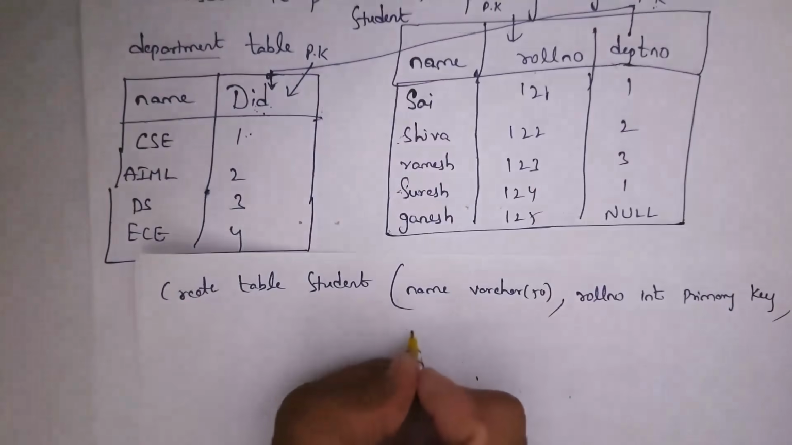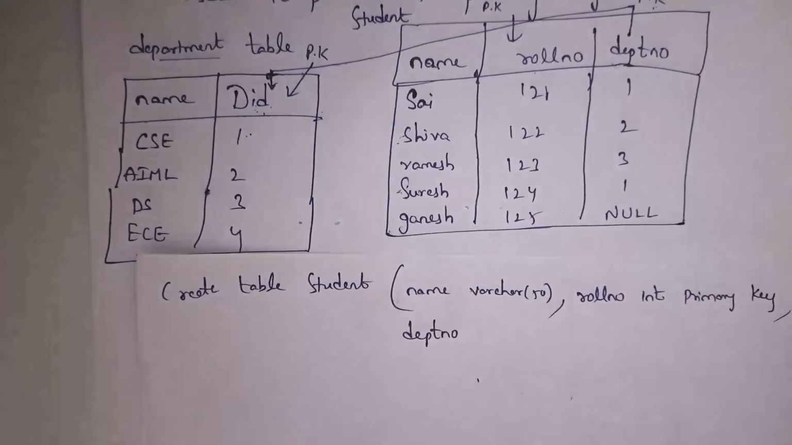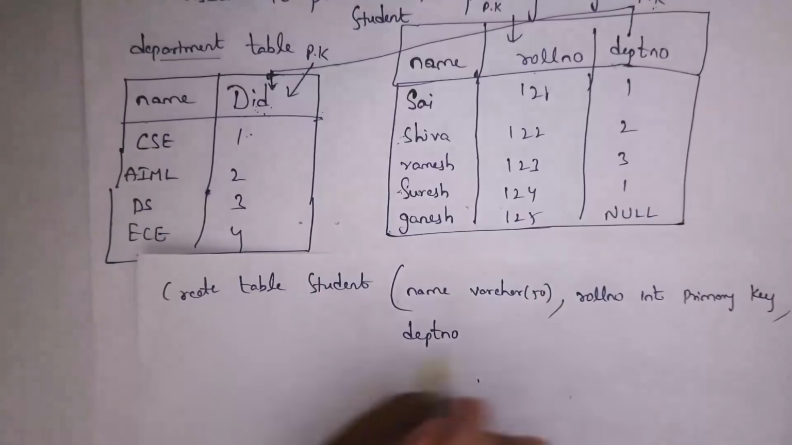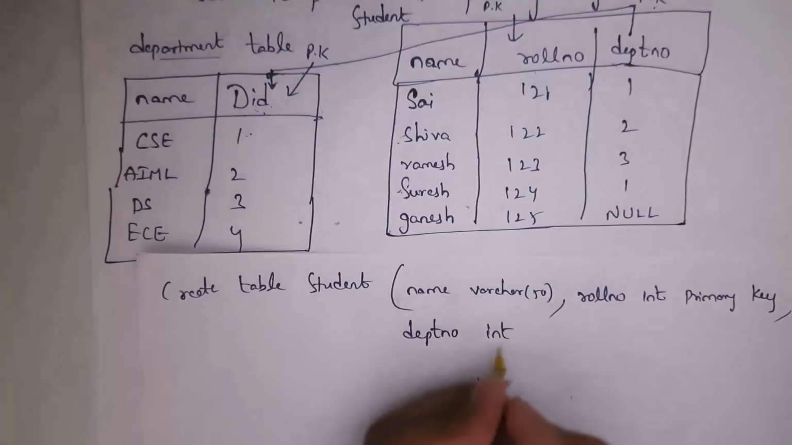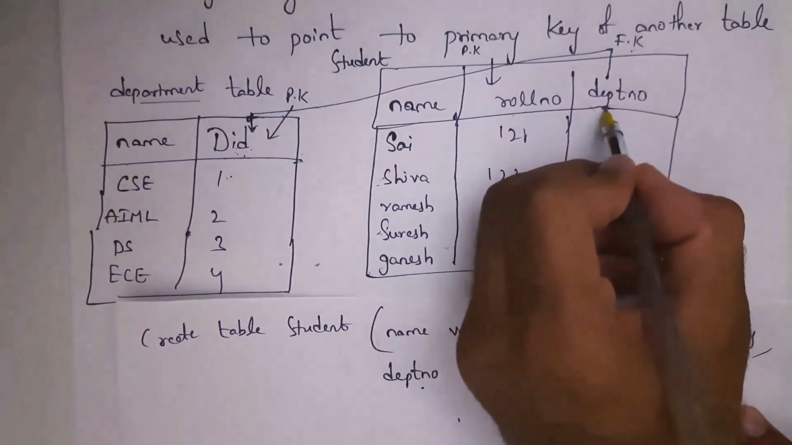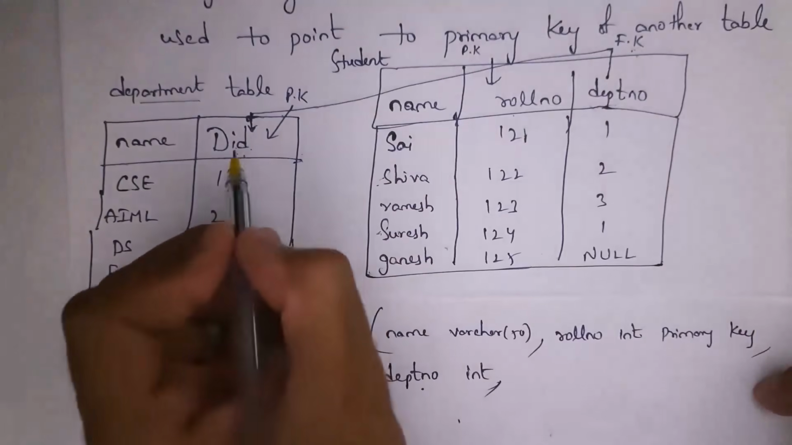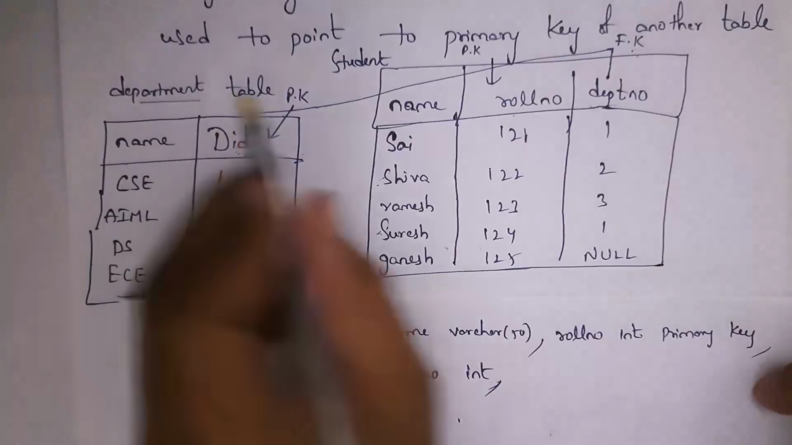So write here department number, which is the column name and data type. I want to give department number like 1, 2, 3 and so on. So write here int, comma. Now I need to set this department number column as a foreign key. I need to connect this department number column to the DID column, which is present in the department table.